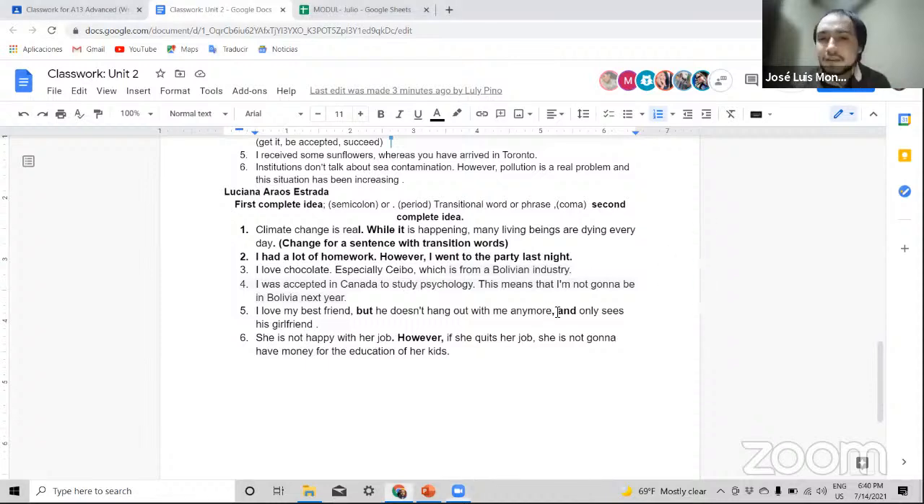Only and. In this case, and is not separating two complete ideas, because if you realize, sees is part of the verb of this subject, he. So when and is mentioning the second verb of this subject over here, then we don't need a comma over here. All right, that's going to be the rule. We don't need a comma. It's not incorrect. If you said it, it's going to be unnecessary, but it's not going to be incorrect.